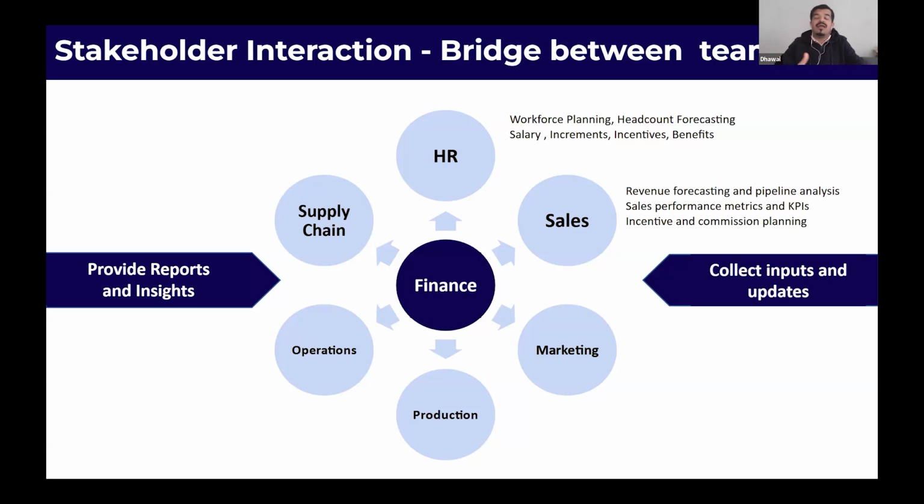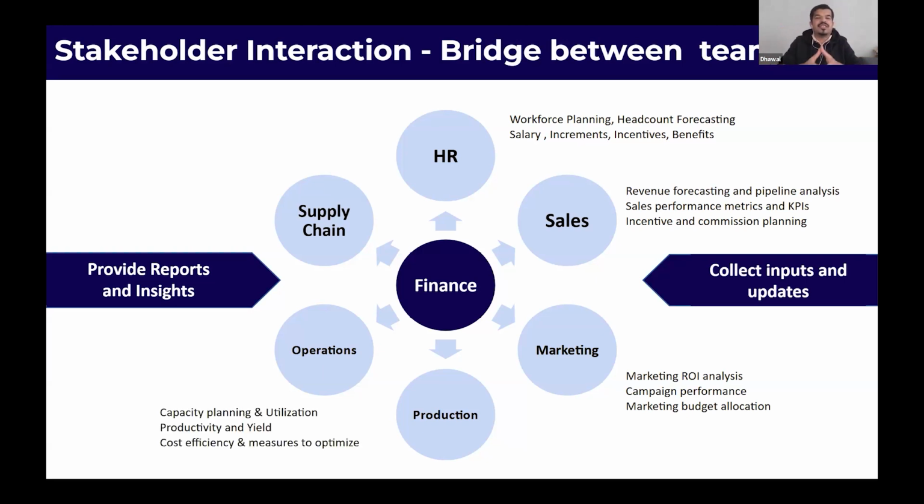With the sales staff, you'll be discussing revenue forecast, pipeline analysis, sales performance metrics, KPIs, incentives, sales commissions, all of these things. With the marketing team, you'll be discussing ROI for the marketing initiatives, campaign performance, what the marketing budget allocation is, when do we allocate, how do we allocate, and how much do we allocate, right? All of these discussions happen with the marketing team.